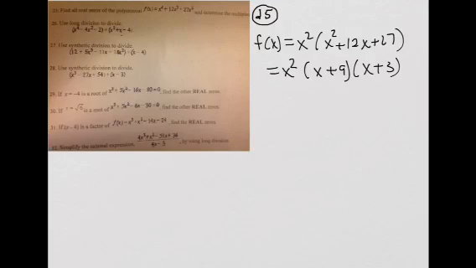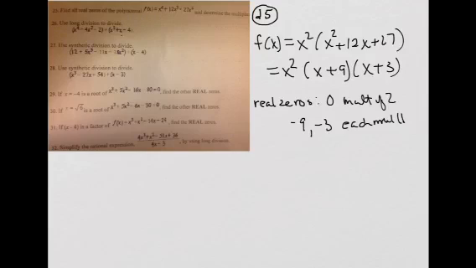So the real zeros are 0 with a multiplicity of 2 because the power here is 2. So multiplicity of 2, and then negative 9 and negative 3, each with multiplicity of 1. Multiplicity, couldn't spell, of 1. And that's it.